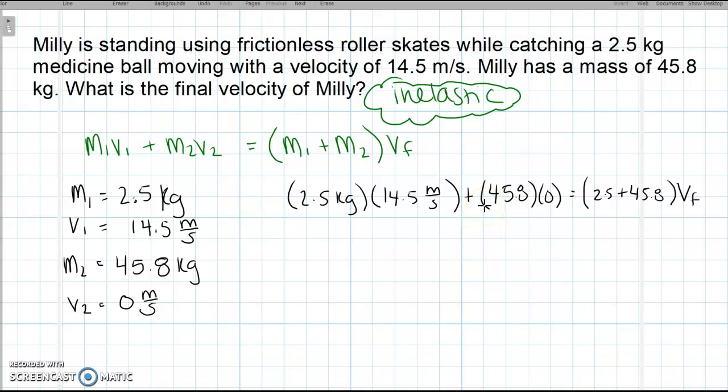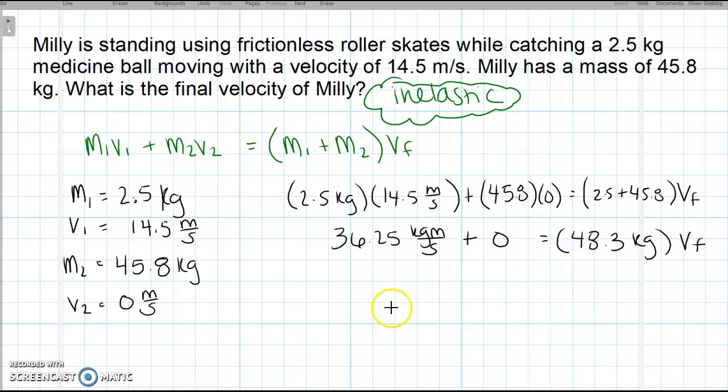So 2.5 times 14.5 is going to give us 36.25 kilogram meters per second, plus 45.8 times 0, which is going to give us 0. And this is going to be equal to our object masses combined, so this is going to be 48.3 kilograms. In order to solve for your final momentum, you need this final velocity, which we need to solve for. Our initial momentum is 36.25 kilogram meters per second.